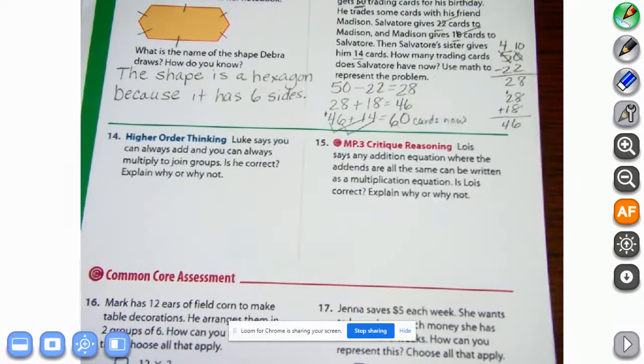Now number 14 says, Luke says you can always add and you can always multiply to join groups. Is he correct? Explain why or why not. So let's read that again. Luke says you can always add and you can always multiply to join groups. Is he correct? Are they the same? Can you always add and you can always multiply to join groups? Okay?